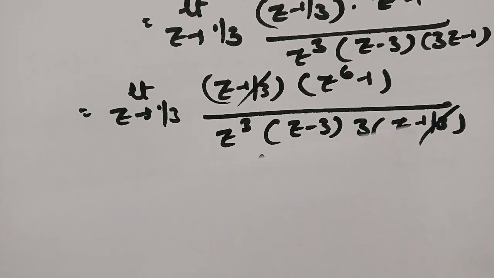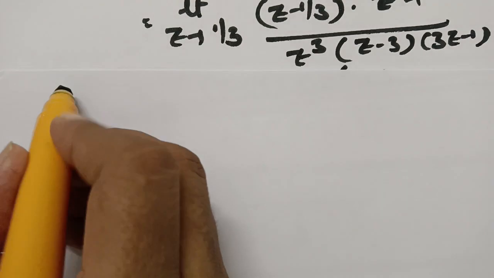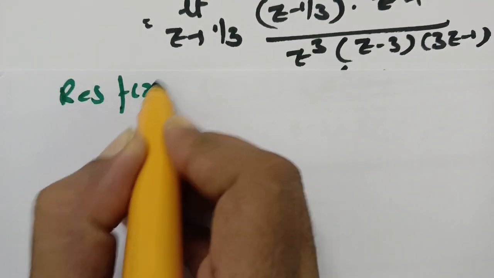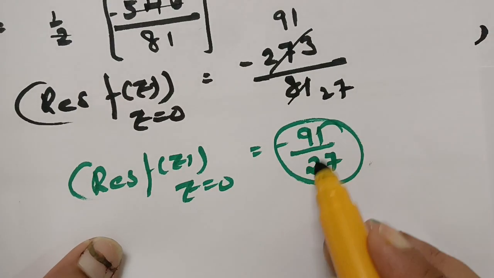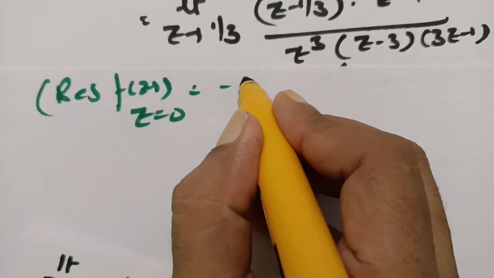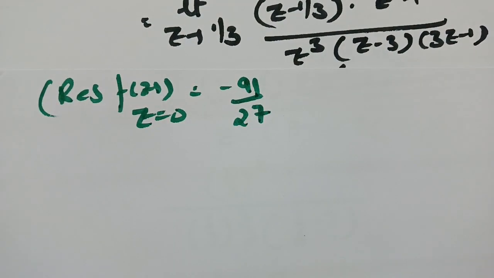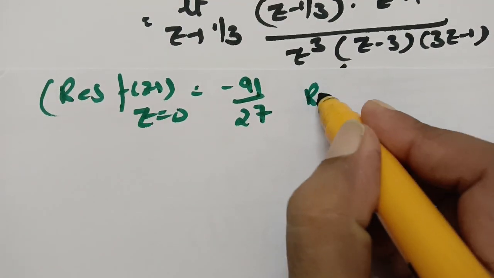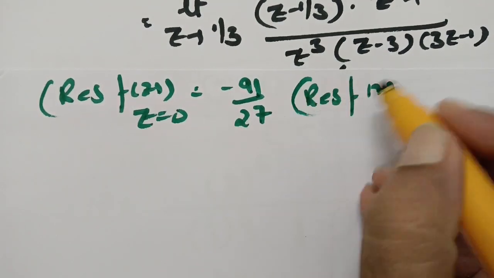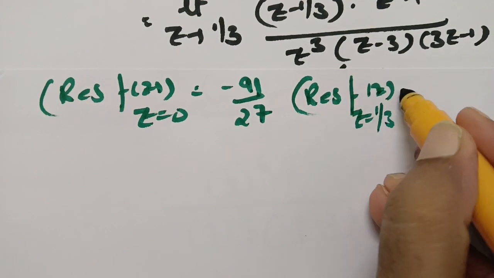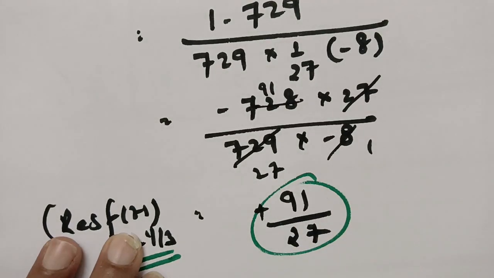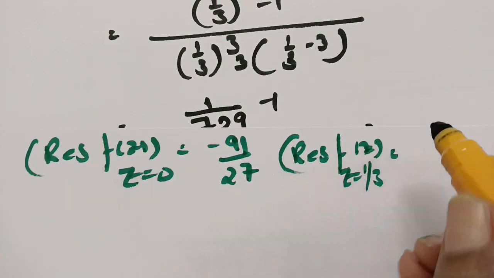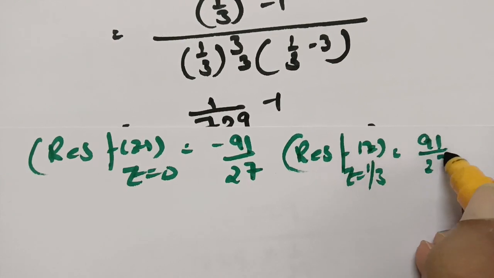So according to our residue theorem, the residue of f of z at the internal pole z equal to 0 is nothing but minus 91 by 27. And the residue of f of z at the internal pole 1 by 3 is nothing but plus 91 by 27.